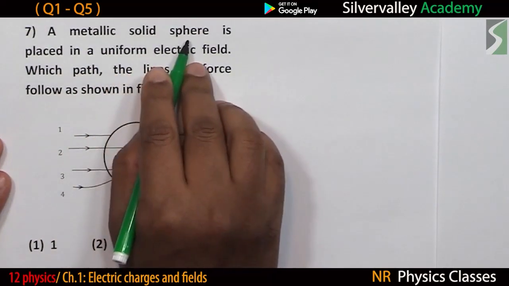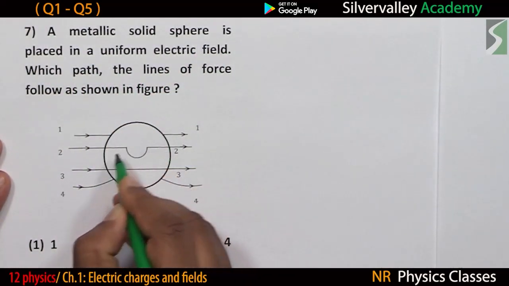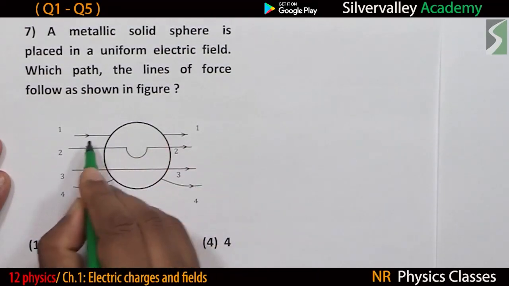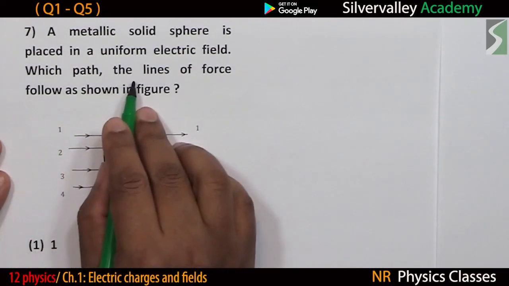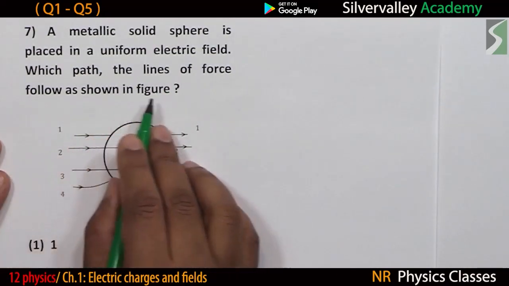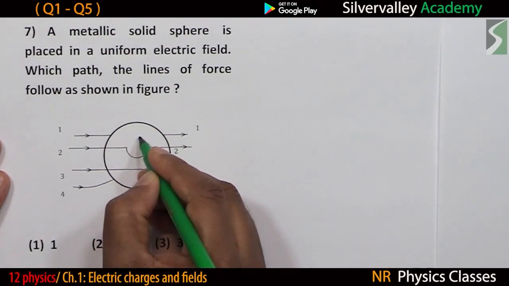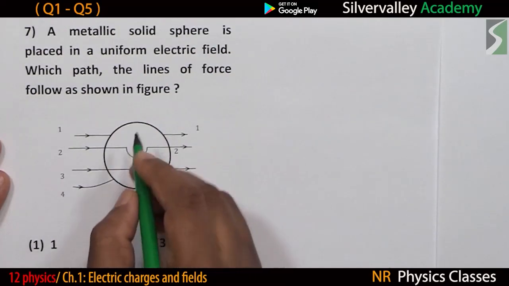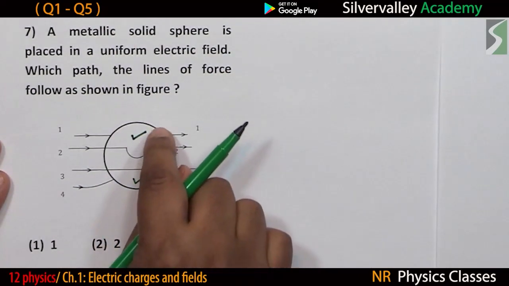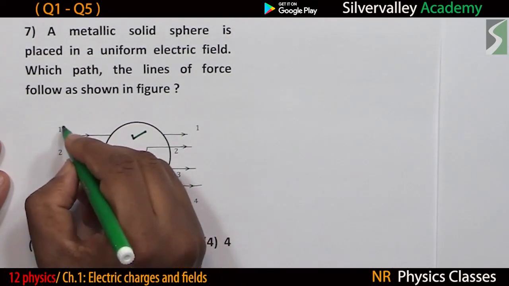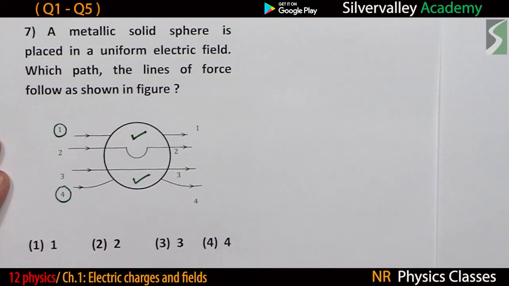A metallic solid sphere is placed in a uniform electric field. So this is the electric field. Metallic sphere, and this is the electric field. Which path the lines of force follow? Inside the metallic sphere there is no electric field. Okay, we know that concept. So it could be first or fourth because inside there is no electric field. So we should decide between first and fourth.